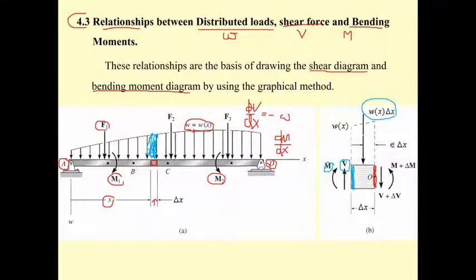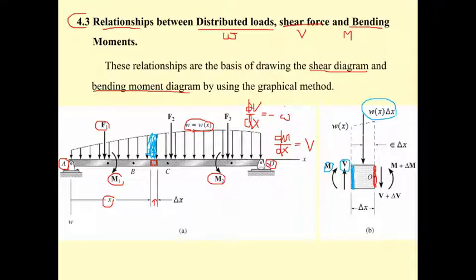Is equal to shear. We have this relationship. It says the slope of the moment diagram at a given point is equal to the shear force at that point. That means when we draw the moment diagram, we take a look at the shear diagram, and when we draw the shear diagram, we take a look at the distributed load. That shows some relationship between them.